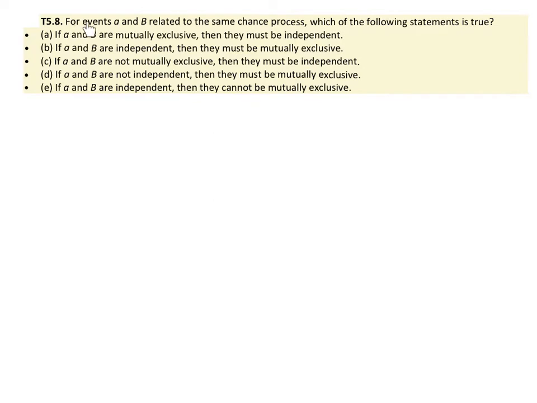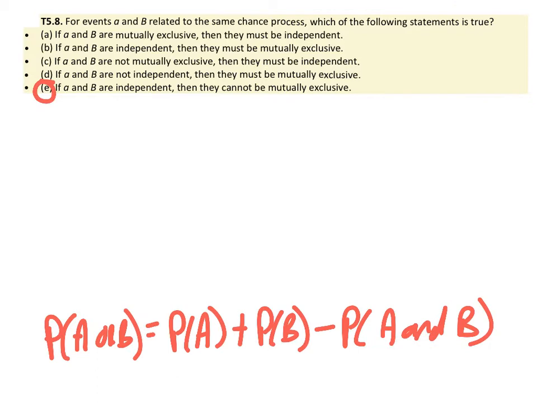Question 8. For events A and B related to the same chance process, which of the following statements is true? Now the correct answer here is actually letter E. And let's walk through the other choices as to why they don't work until we get to E. Now first, I think it's important to redefine mutually exclusive and independence.